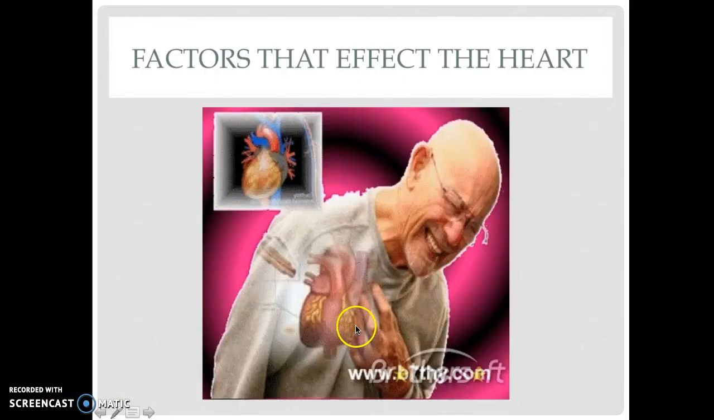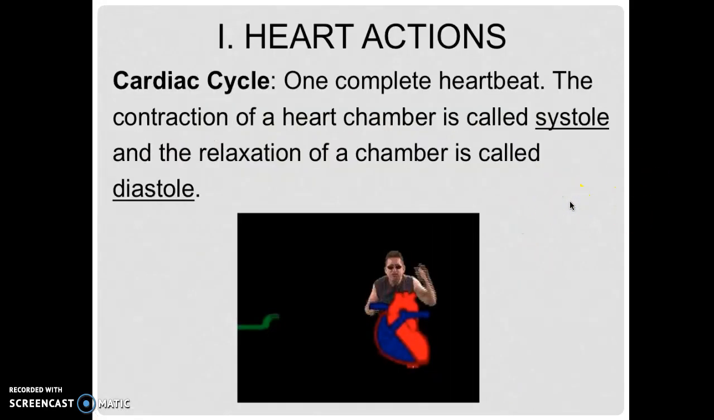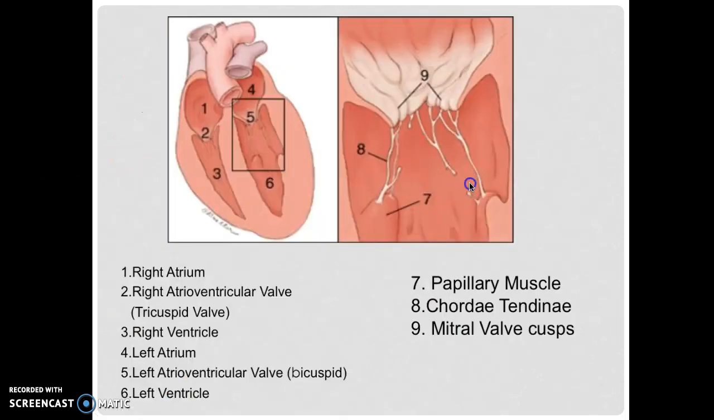Now that you know a little bit more about how the contraction occurs in systole and diastole, we're going to talk about factors. So one complete heartbeat is called a cardiac cycle. We just talked about this as review. The contraction of a heart chamber is called systole, and the relaxation of the chamber is called diastole. If they do not specify, you just figure they're talking about the ventricles. This is just talking about the bicuspid and tricuspid. We'll just skip through this one.